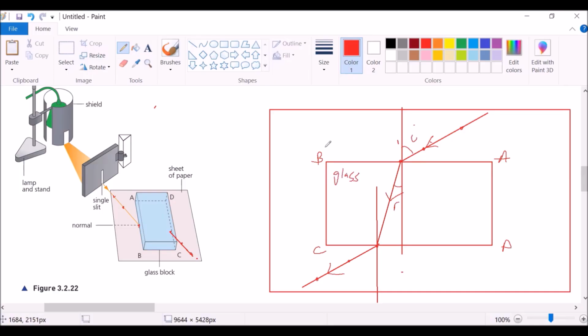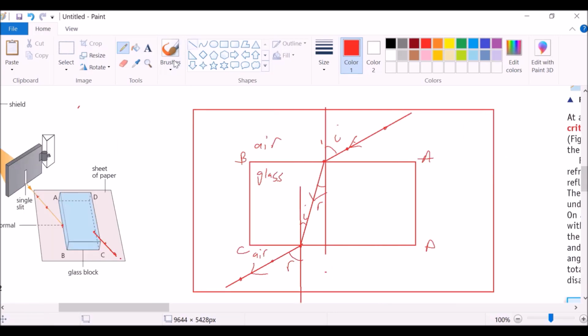Since glass is optically denser than air, we find that the angle of incidence here is greater than the angle of refraction. And when the light leaves the glass, the angle of incidence from glass is less than the angle of refraction in air. And we will find that this line here, the incident beam, is parallel to the refracted beam in air. It will restore its direction once it goes past the glass.